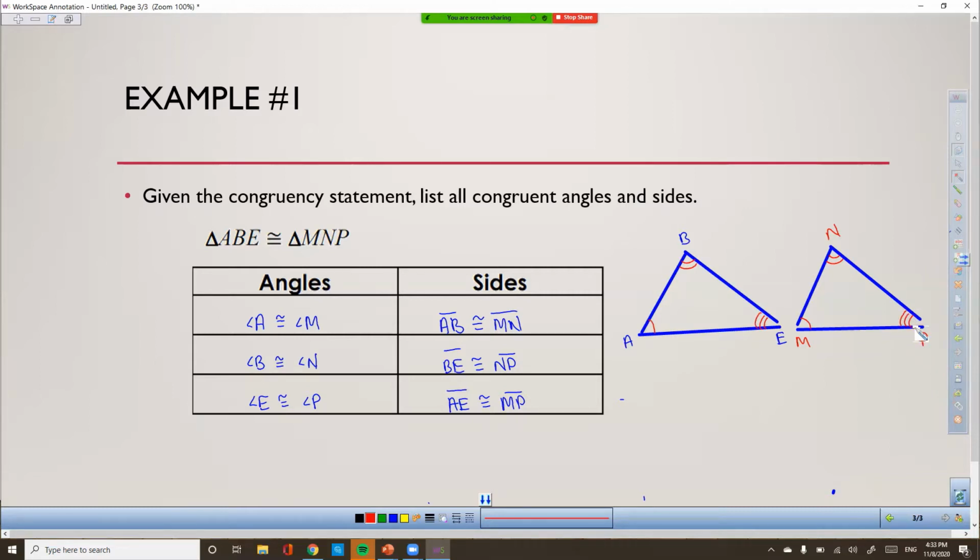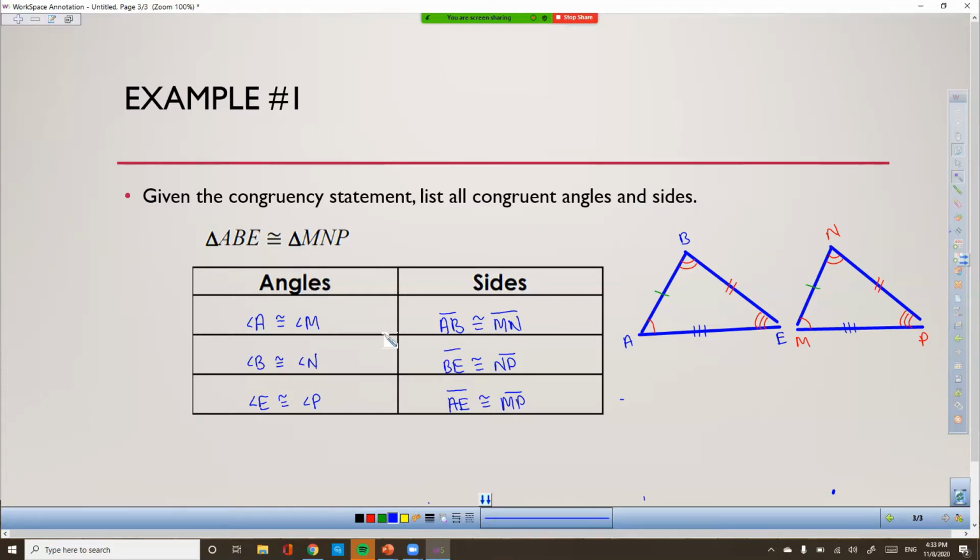Now my congruent sides. The first side here, side AB, I'm going to put 1 tick mark, is congruent to side MN. So I'm going to put 1 tick mark there. Second side here, BE, is going to be congruent to side NP, so I'm going to use 2 tick marks. And the last side here, side AE, which is the third one here with 3 tick marks, is going to be congruent to side MP with 3 tick marks. And that's how I would label my 2 triangles if they would have asked me to sketch them out.